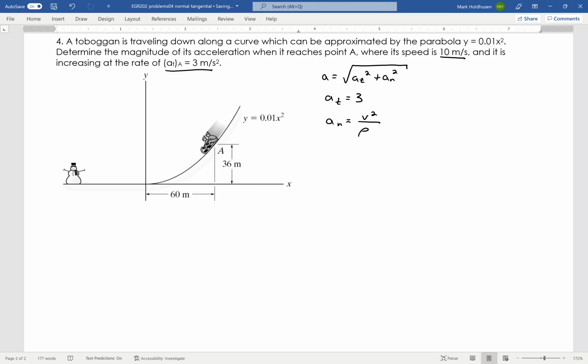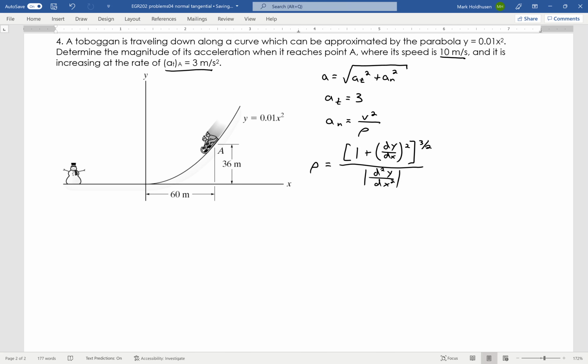I don't know rho, so I need to calculate rho using the equation from calculus that helps me find the radius of curvature of any point on the curve. And fortunately, I know the equation for the curve that I'm on. So this is (1 plus dy/dx squared) to the 3/2 all over the absolute value of the second derivative of y with respect to x.